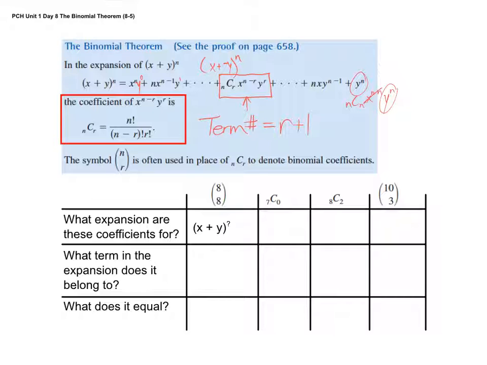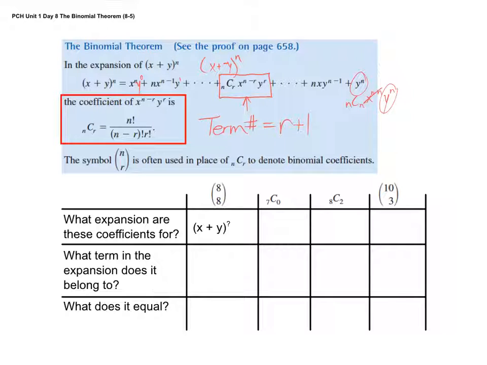So, I gave you some examples here. We briefly looked at the combination earlier in this unit, and I mentioned this notation also meant the same thing. I want to answer 3 questions related to each of these examples. First of all, if we have an 8 choose 8, what power was x plus y raised to? Raised to is 8.